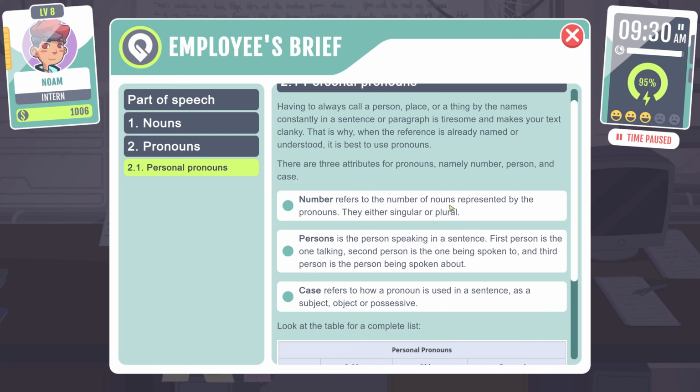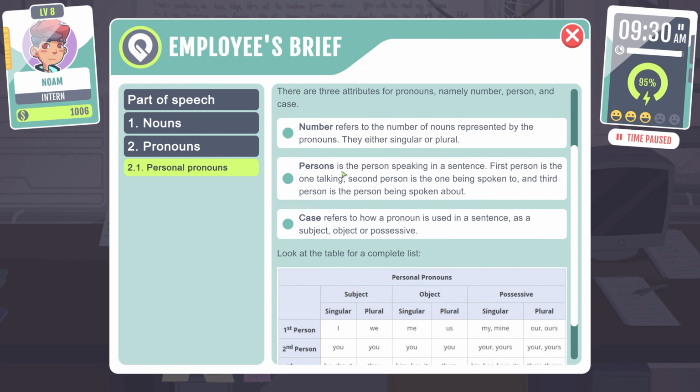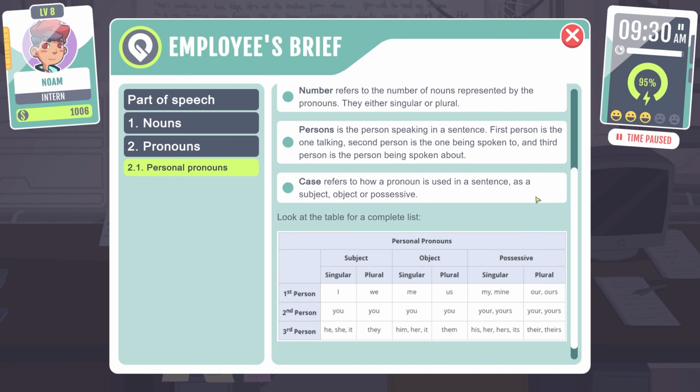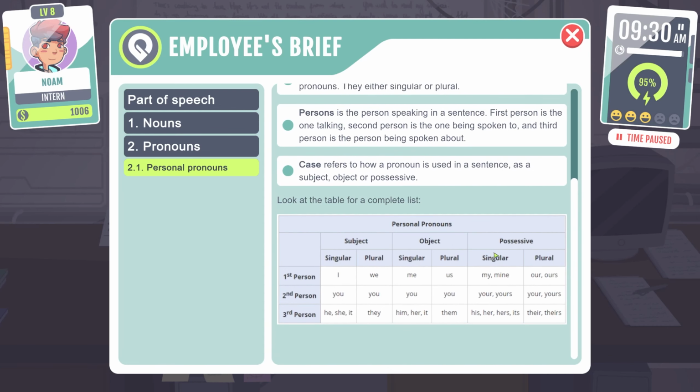Number refers to the number of nouns represented by the pronouns. They are either singular or plural. Person is the person speaking in a sentence. First person is the one talking, second is the one being spoken to, and third person is the person being spoken about. Case refers to how the pronoun is used in a sentence, as a subject, object, or possessive. Look at the table for a complete list.